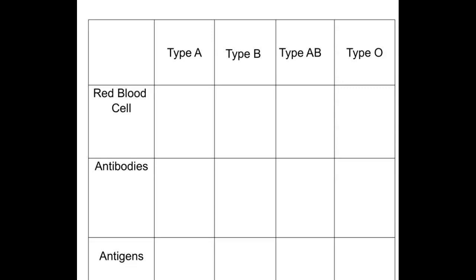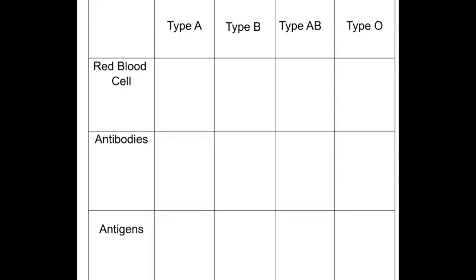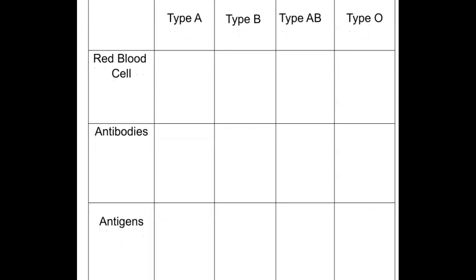So what we're going to do is go through all of the different types of blood, what the red blood cells look like, the antibodies that are present, and the antigens that are present on the cell. So first of all, we'll start with type A blood.